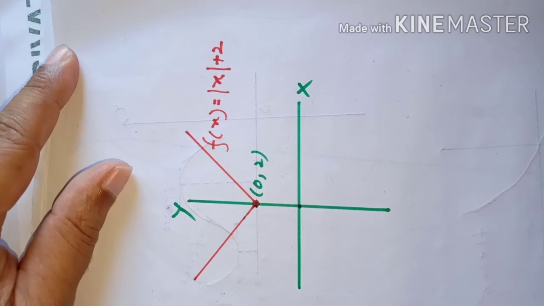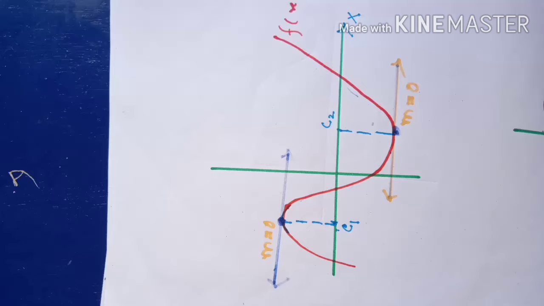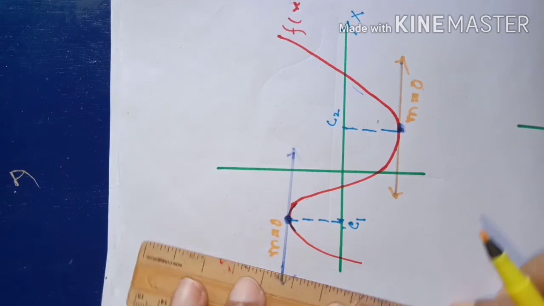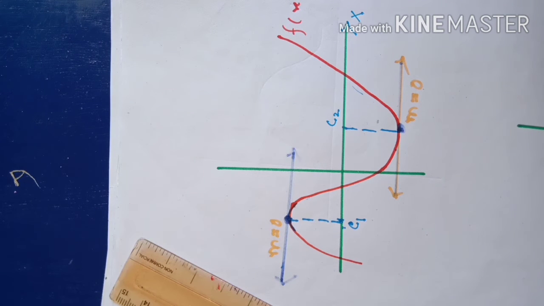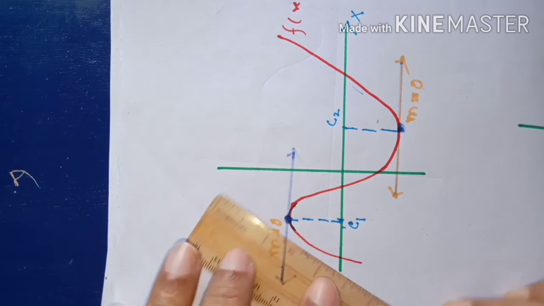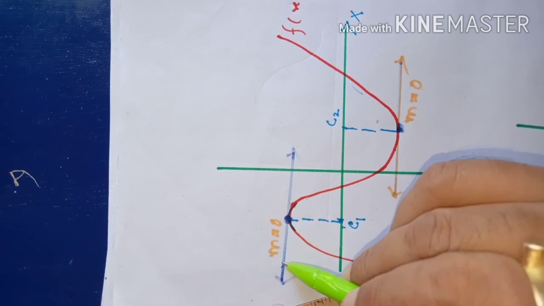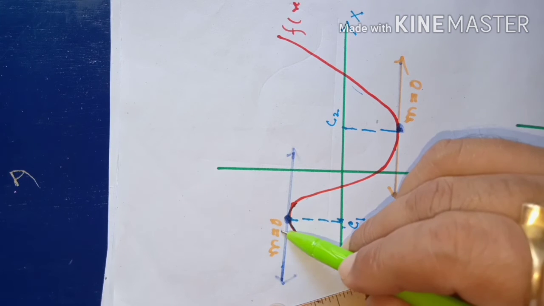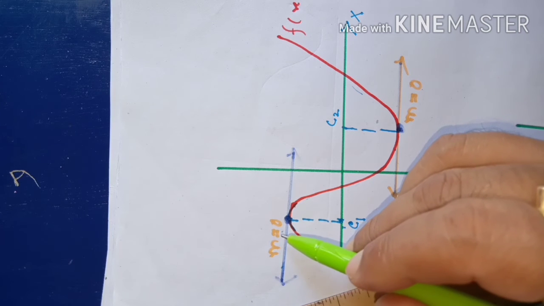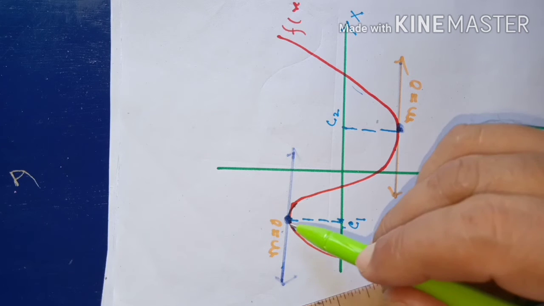Okay, dear students? Now just see one more thing I would like to say. If we draw the tangents at different points, since the slope of this tangent at this point is equal to 0, what will happen at this point?